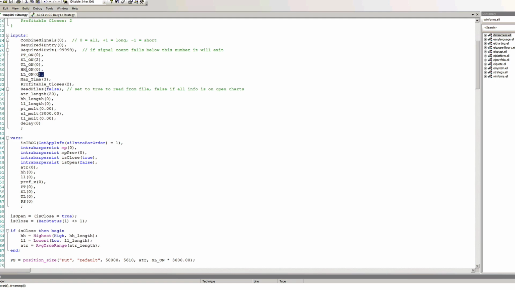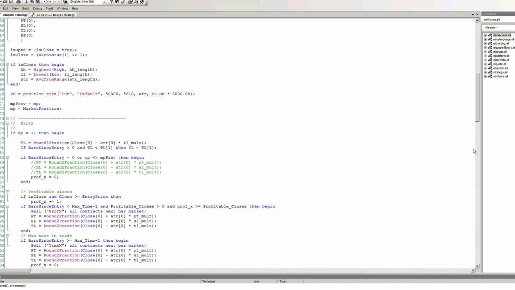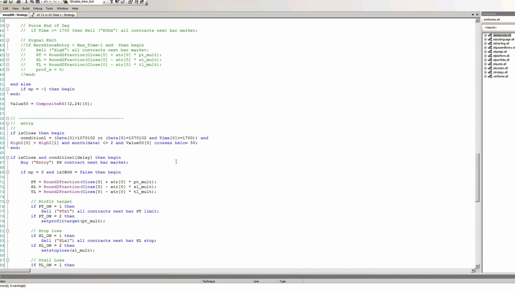What's nice is it generates a lot of code here that we're not using, but you could use. So you could play around with profit targets, stop losses, highs, lows, the maximum hold time, number of profitable closes. These things you could all play with if you are so inclined, if you know EasyLanguage and want to come here and tweak it. And you can see what our entry is. But we don't need to know any of that. We can load this on a chart and take a look.